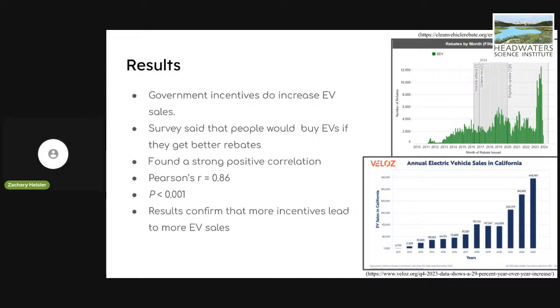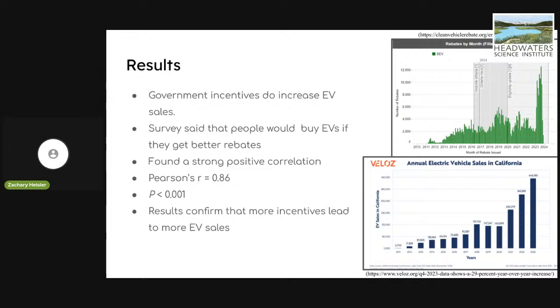For my results, I investigated key factors affecting EV sales, focusing on government incentives. I discovered that incentives significantly boost EV sales. In the top right graph, you can see, over the years, it's a bit hard to see, but incentives increase in their amount. And then in the bottom right, you can see how EV sales have also followed this trend. And with this, I hypothesized that higher incentives would correlate with increased EV sales.